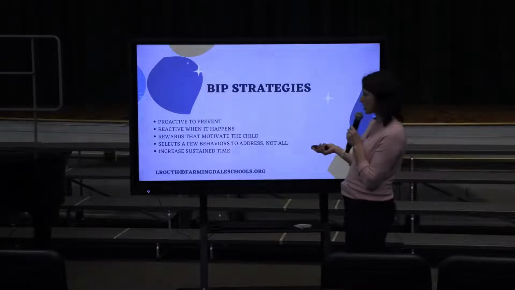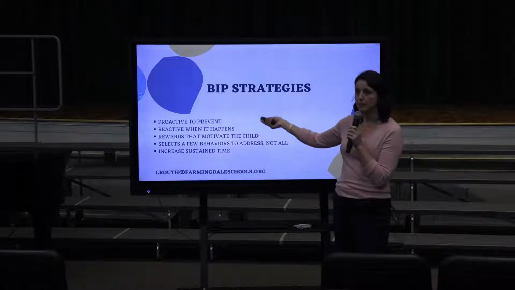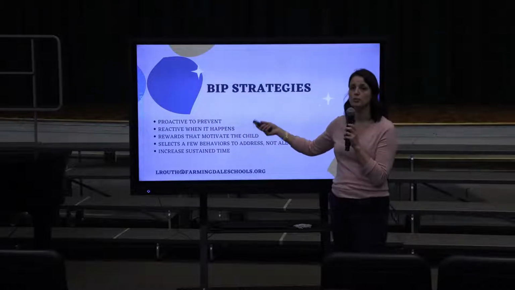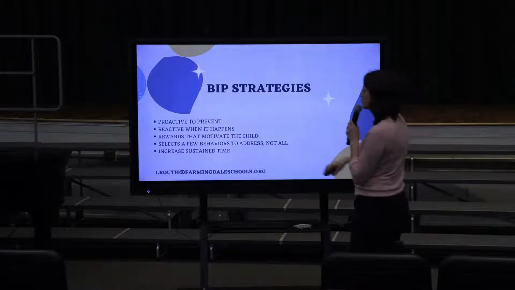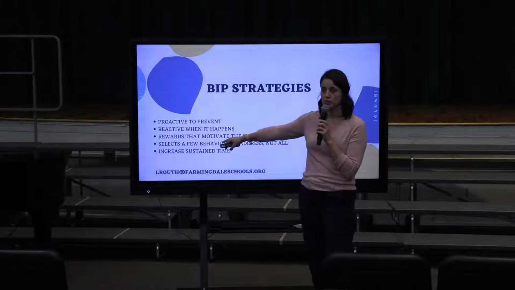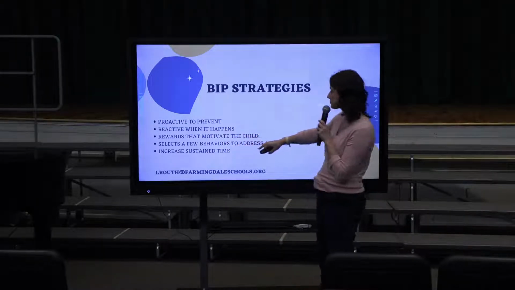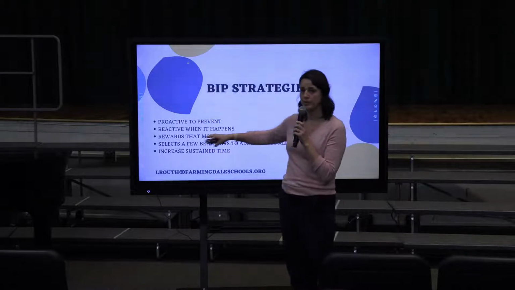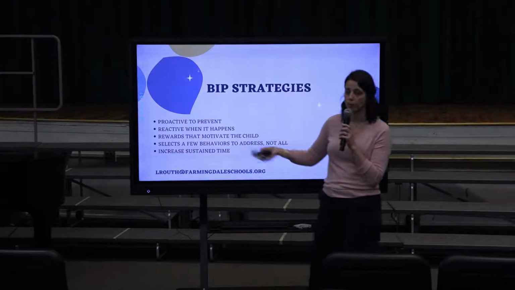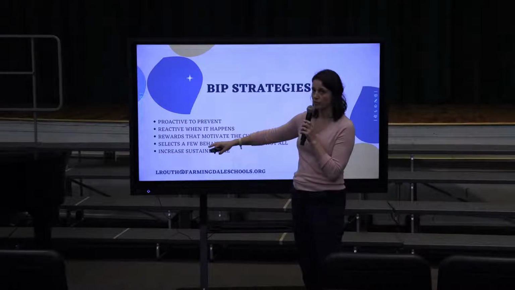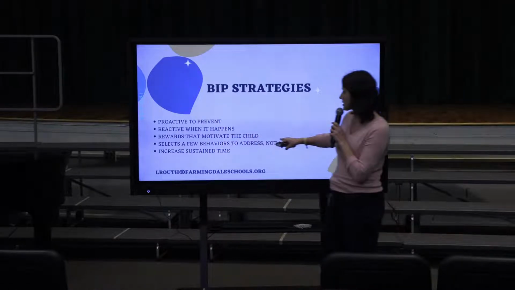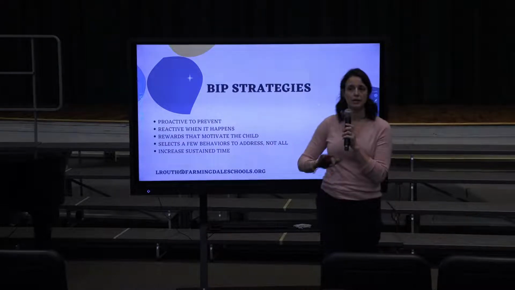So, BIP strategies. Like we saw, they are supposed to be proactive. We are trying to prevent the behavior from happening in the first place when we use a BIP. There's a component that's reactive that tells you what to do when it happens. There's a reward in place that helps motivate the child to avoid the behavior or to select the behavior you prefer them to select. It selects a few behaviors to address, not all of them.